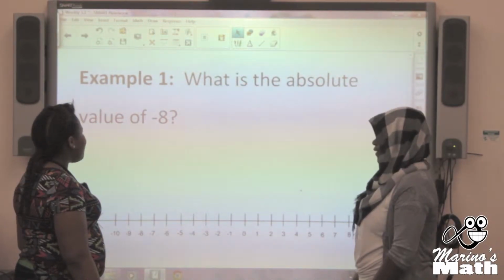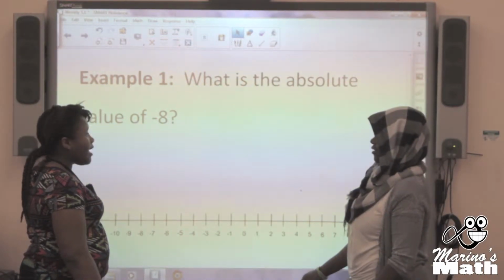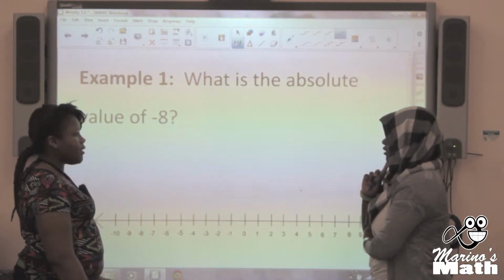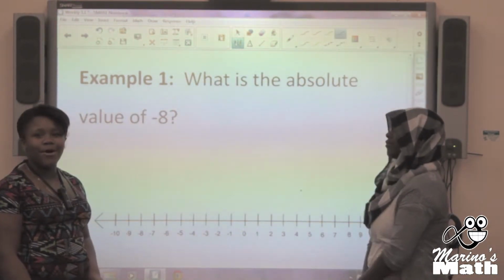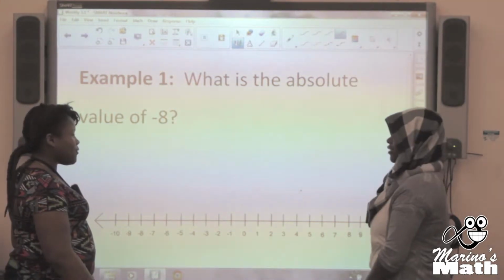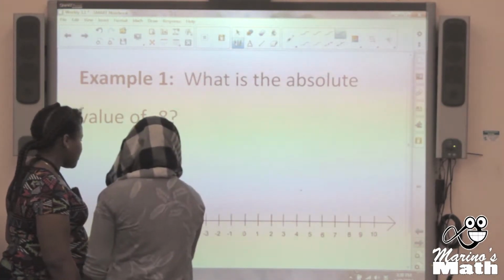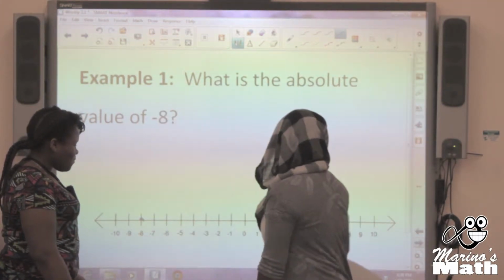What is the absolute value of -8? Absolute value means the distance between a number and 0. And absolute value is always positive because you move right. We're going to demonstrate it on a number line. So we're going to start at -8 and see how many jumps it takes us to get to 0.